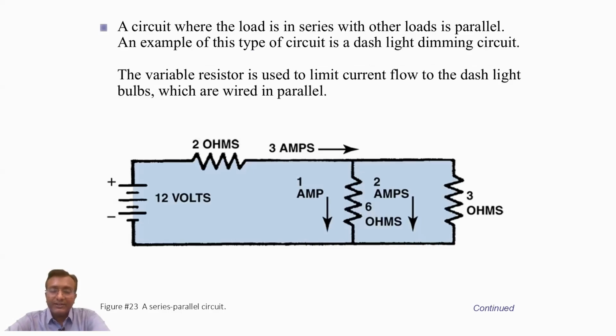So see here, in this case, a circuit where a load is in series with other loads that are in parallel. An example of this type of circuit is a dash light dimming circuit. The variable resistor is used to limit current flow to the dash light bulbs which are wired in parallel.